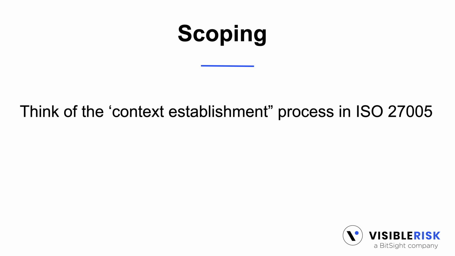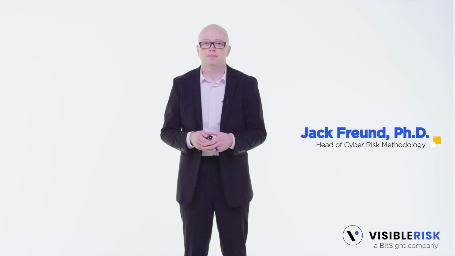In the ISO 27005 risk assessment standard, they have a process bubble before risk analysis called context establishment. Think about it like that. The thing that you're concerned about, be it a missing control, a broken control, a weak control, needs to be properly contextualized within the broader business environment to better assess it.